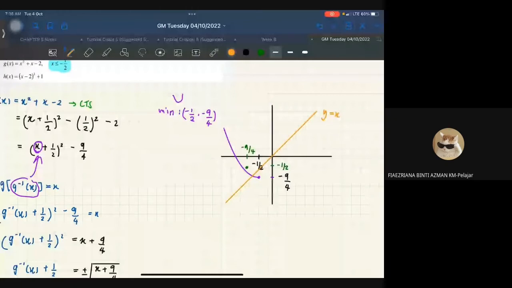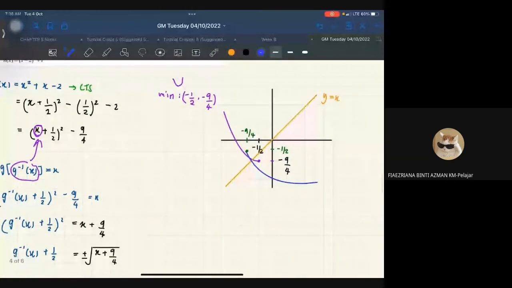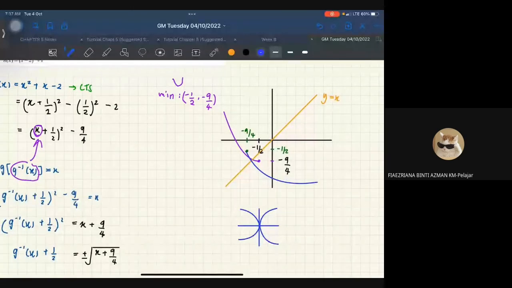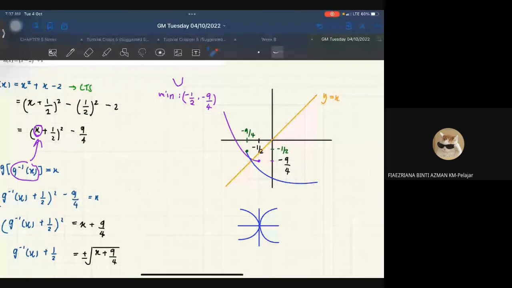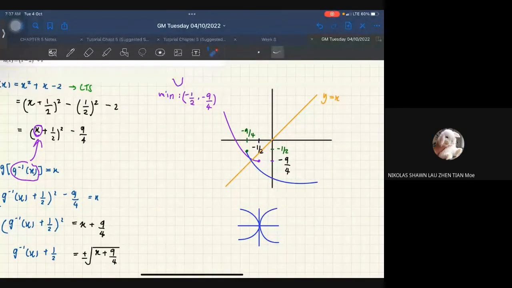Okay, so awak kena ingat balik dalam surd function kita ada 4 jenis basic shape kan. So basic shape yang pertama is like this and then you have it like this. So awak ada yang this one. Lastly awak ada this one. Okay, so bila tengok pada graf yang warna biru ni, dia follow basic shape yang mana? Pada kuadran 1, 2, 3 or 4? Kuadran 4, exactly.